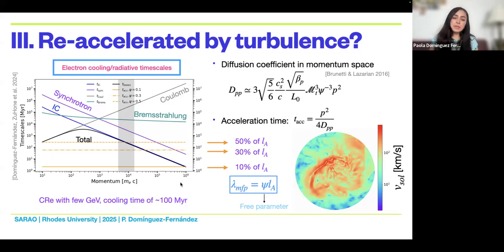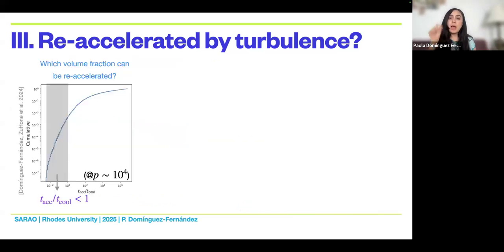We do this exercise with all of our simulations and as a function of time. Since we are able to do that in all of our cells where we know that we have cosmic rays, at the end, what we care about is the volume fraction of that material that can actually be reaccelerated. Because radio halos are also thought to be volume filling, so this is something that should be relevant.